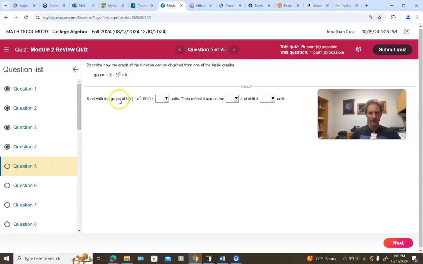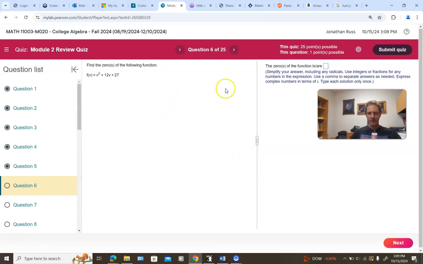All right, question 5. Same thing. Looking at this, because there's a square in here, I can tell that this is a transformation of my basic x squared function. And it's going to get shifted to the right 3 places because there's a negative 3. So I'm going to go to the right 3. Then we're going to reflect it across the x-axis because of that negative. And then finally, because of this plus 6 out here, we're going to shift it up 6 units. Okay.